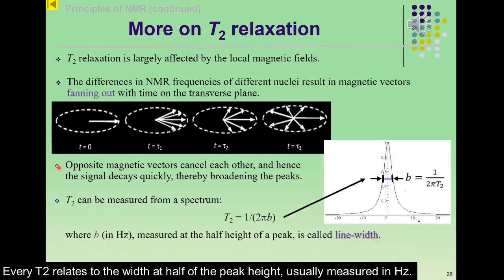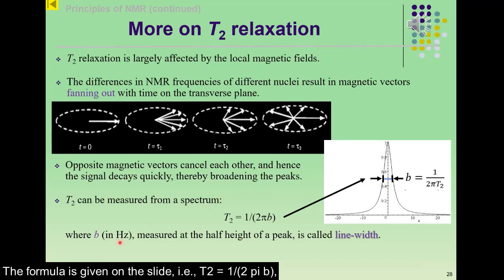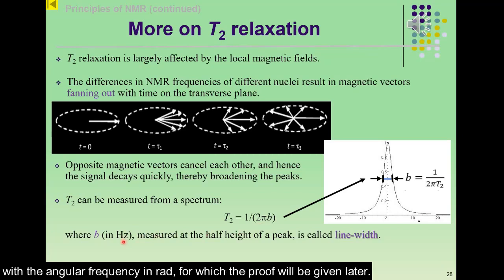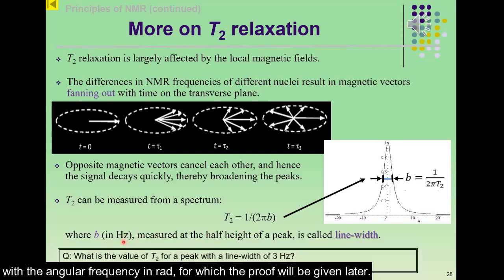Every T2 relates to the width at half of a peak height, usually measured in Hertz. The formula is given on the slide, i.e., T2 equals 1 over bracket 2 pi b, where the 2 pi is to convert the b from Hertz into radian, because the formula is derived with the angular frequency in radian, for which the proof will be given later.